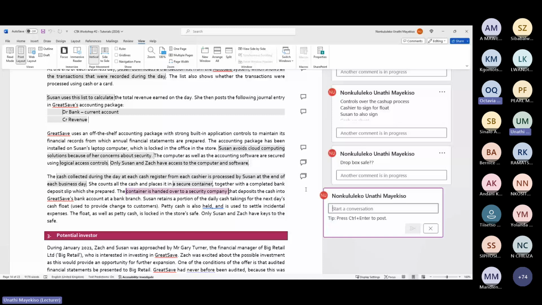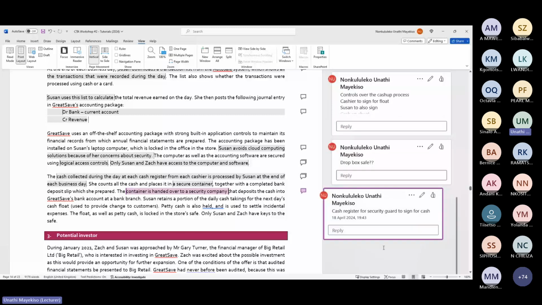Even identifying the guards, whether it's the correct guards, because sometimes you can give it to the incorrect people. Yeah, so that's why you need a register where they can put in their employee number and all of those things and sign for the cash. Yes. What else?